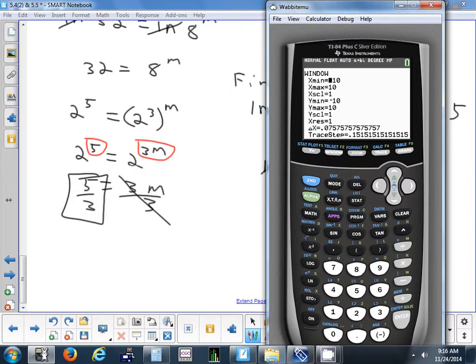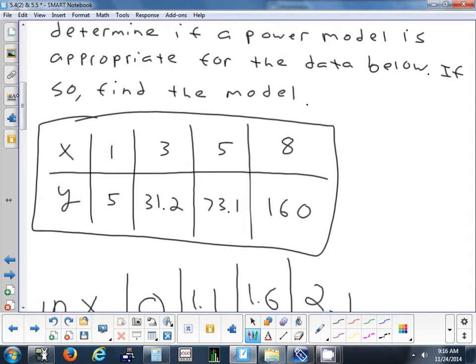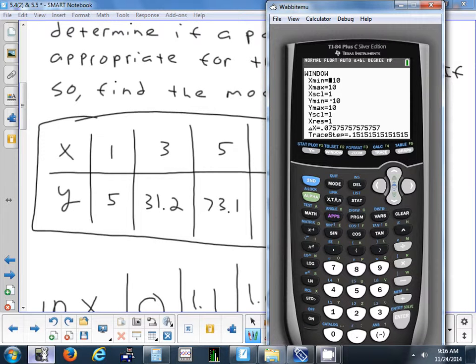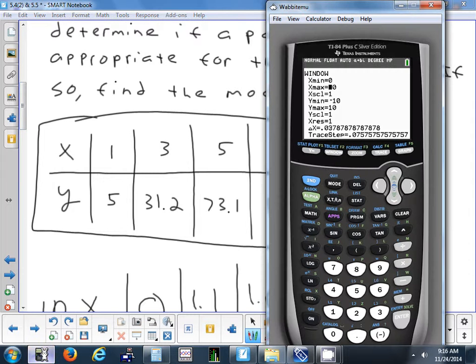Okay, what's our smallest x value? We went from 1 to 8. Let's just go 0 to 10. That'll be fine. And y values, we got to go 0 to, say, 200. And again, this part isn't necessary. I'm just going to show you that it's going to go right through those points.